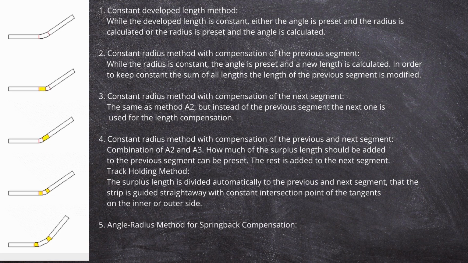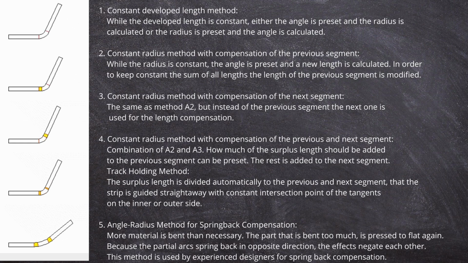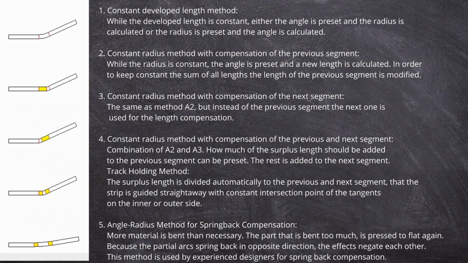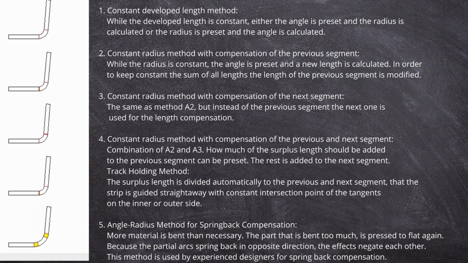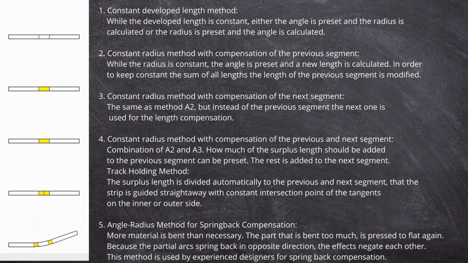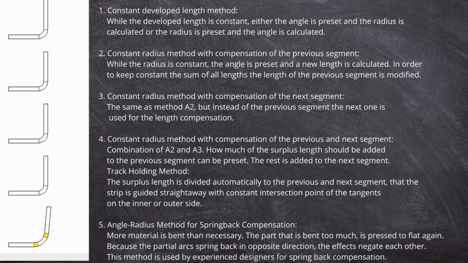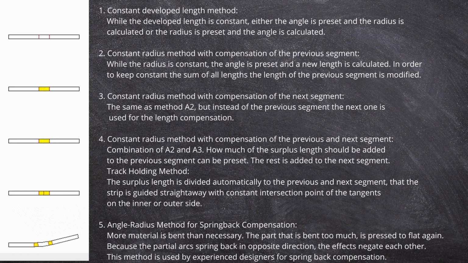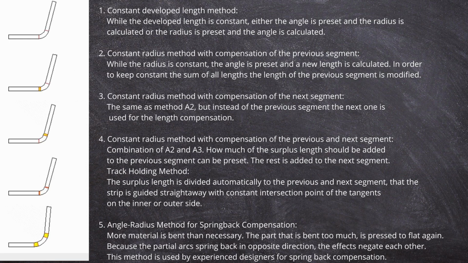5. Angle radius method for spring-back compensation. More material is bent than necessary. The part that is bent too much is pressed to flat again. Because the partial arcs spring back in opposite direction, the effects negate each other. This method is used by experienced designers for spring-back compensation.